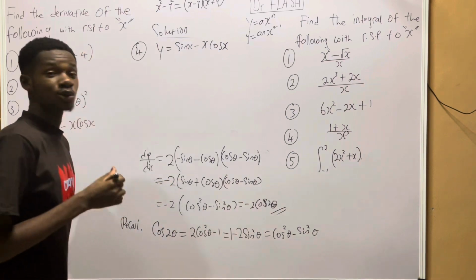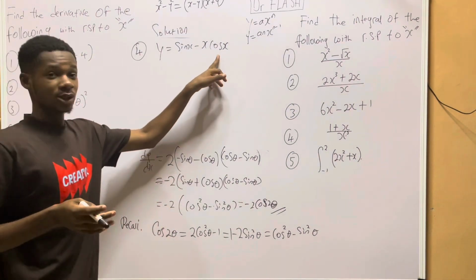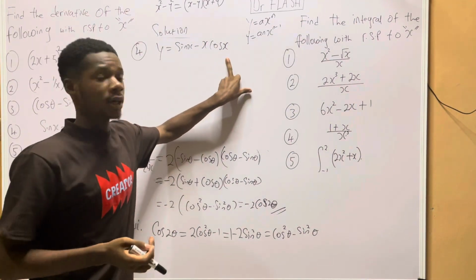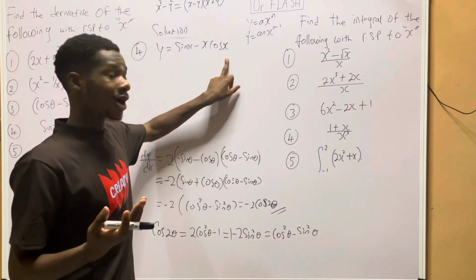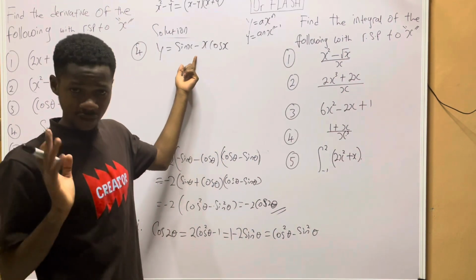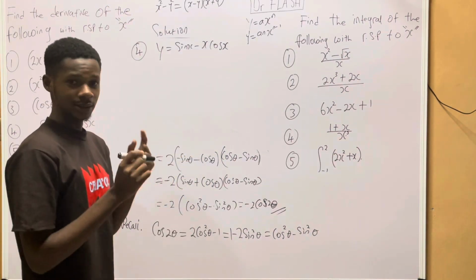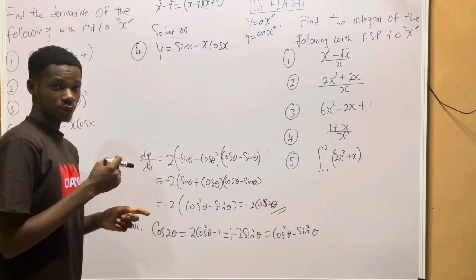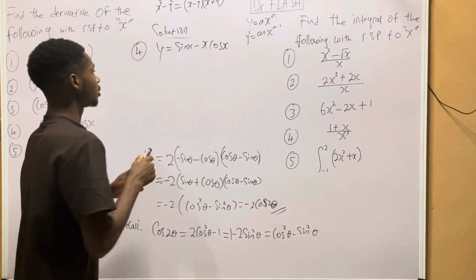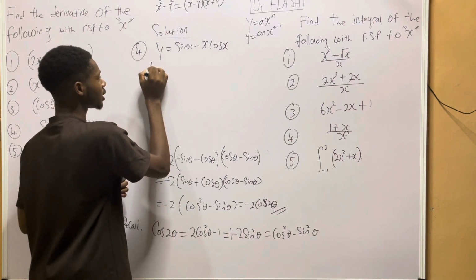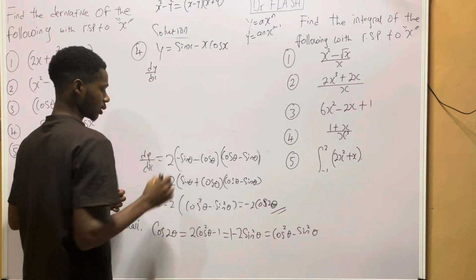Now, for sin x, we just differentiate normally. But for x cos x, we can't just differentiate x and cos x. You have to make use of the product rule because we're having two things multiplying each other, having x. Remember what I said initially. You can rewind to the beginning of the video. So take note of that. So differentiating y with respect to x, we get dy over dx.